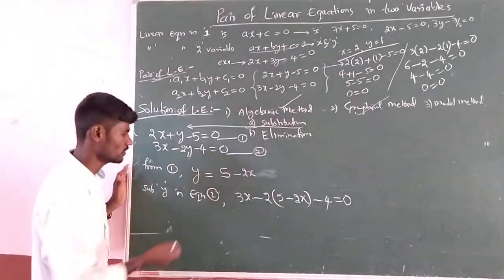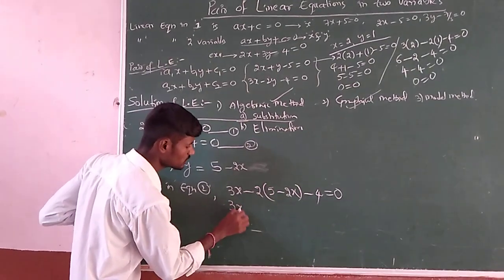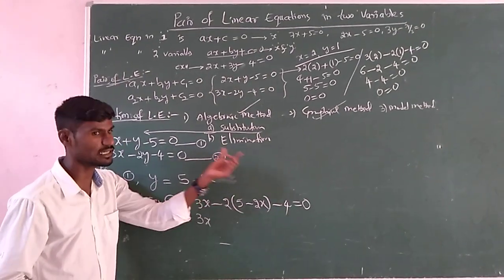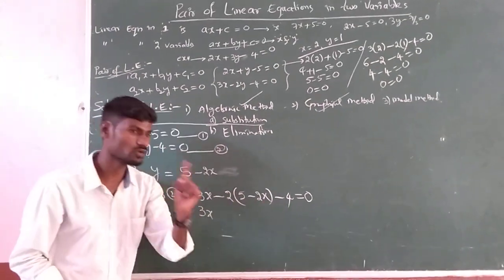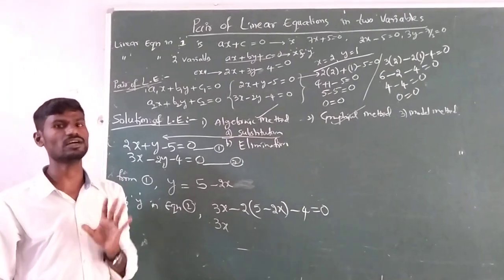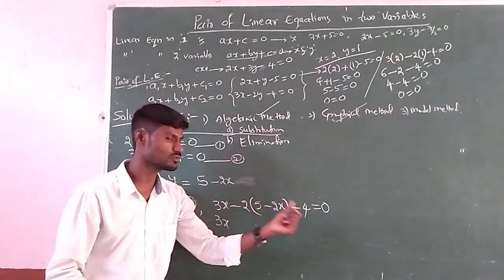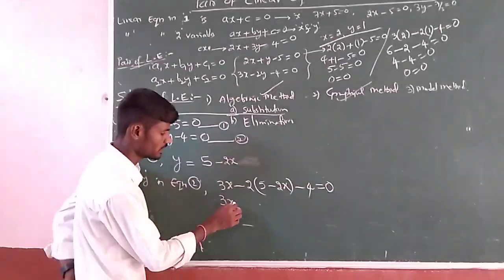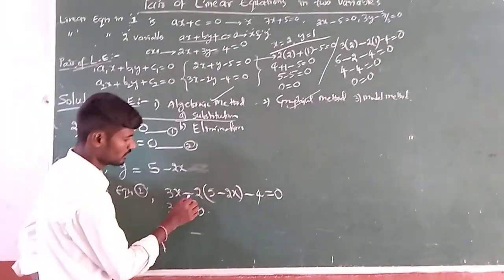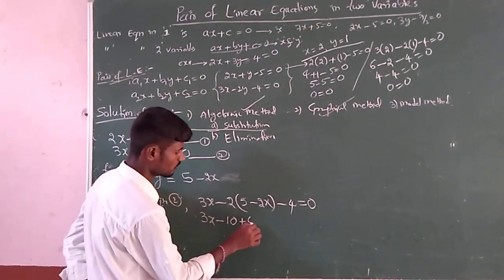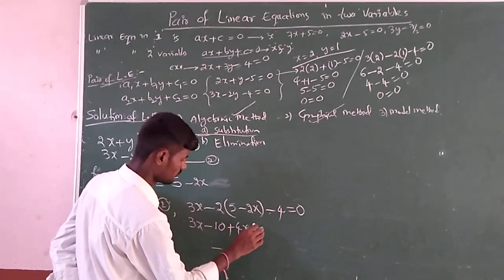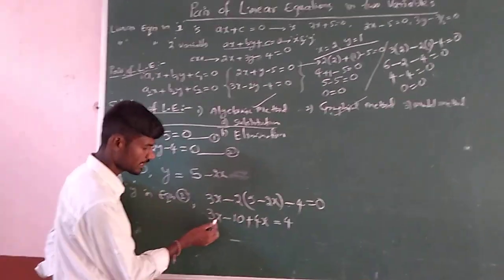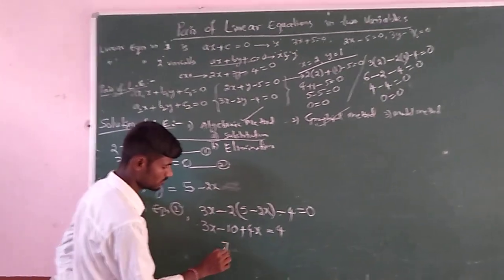Now what is the use after substituting? After substituting one variable in terms of another and writing it in the other equation, that equation becomes totally converted into a linear equation in one variable. See how many variables are involved in this? Only one, that is x. That is the use of this substitution. So 3x minus 2 into 5, 10, minus into minus plus 2 into 2x is 4x, minus 4. If I transpose it to the opposite side, that equals plus 4. Now like terms, 3x plus 4x becomes 7x.